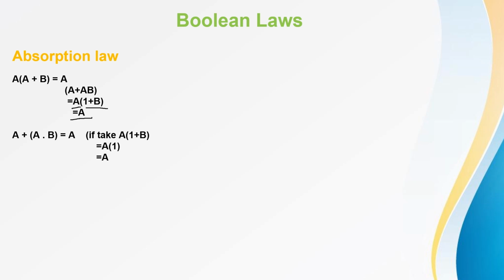Next, the absorption law with the OR gate. A plus A dot B is equivalent to again A. The same thing we can do with the AND; here we are doing the same step with the OR. If we take A common, again 1 plus B remains 1 only, so our equivalent answer is A. Next law is the commutative law.